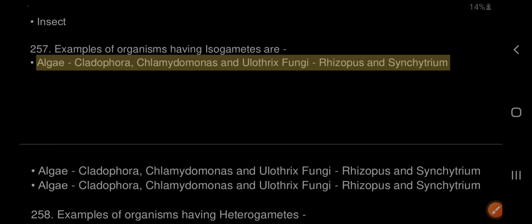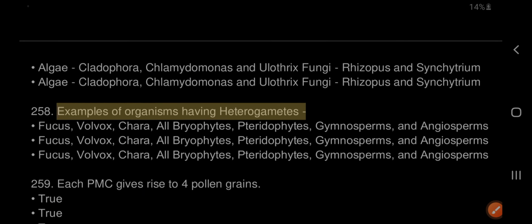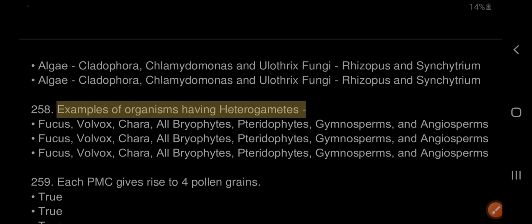258. Examples of organisms having heterogamy: Fucus, Volvox, Chara, all bryophytes, pteridophytes, gymnosperms, and angiosperms.